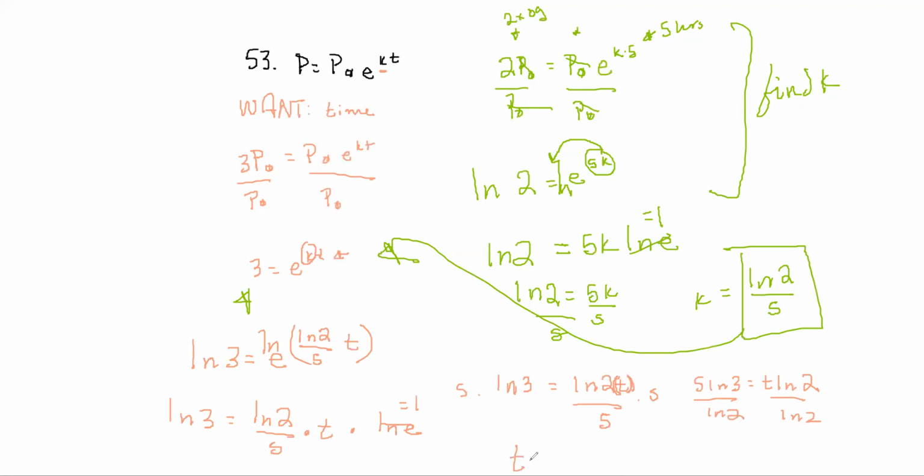So the time for tripling is equal to 5 natural log 3 over natural log 2.